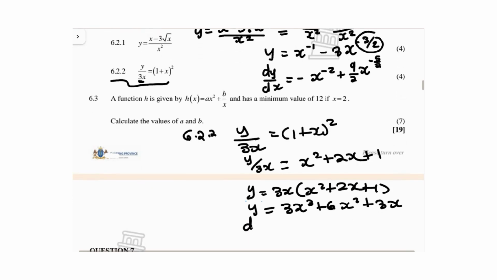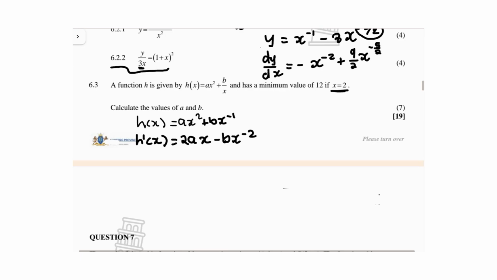Now we can say dy dx. Remember, you only do dy dx when what you will write after the equal sign is the derivative. So 3 times 3, that's 9x squared plus 12x plus 3. And that is our final answer for 6.2.2.